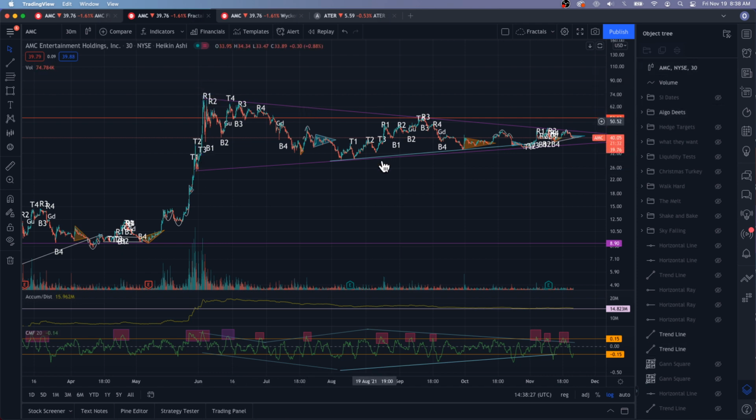R1. The liquidity test is done. The purpose of the section from R1 to B4 is to bring us back to the previous level. Okay, right here down to B4, bring us back to the previous level. Do you see that? This is it.